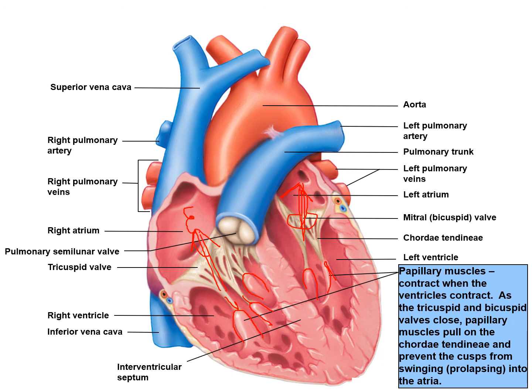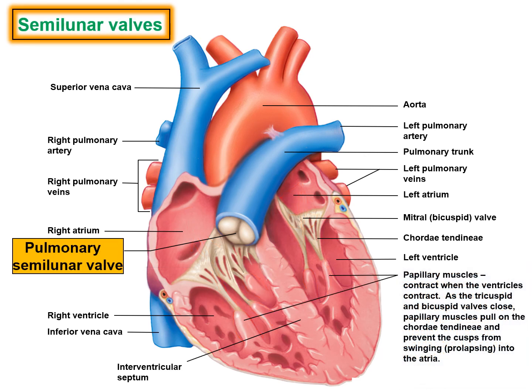So again, when these valves snap shut, they snap shut nice and tight, and no blood regurgitates back into the atria because these papillary muscles pull on the chordae tendineae, and the chordae tendineae pull on the valves in turn, and so they snap shut nice and tight.